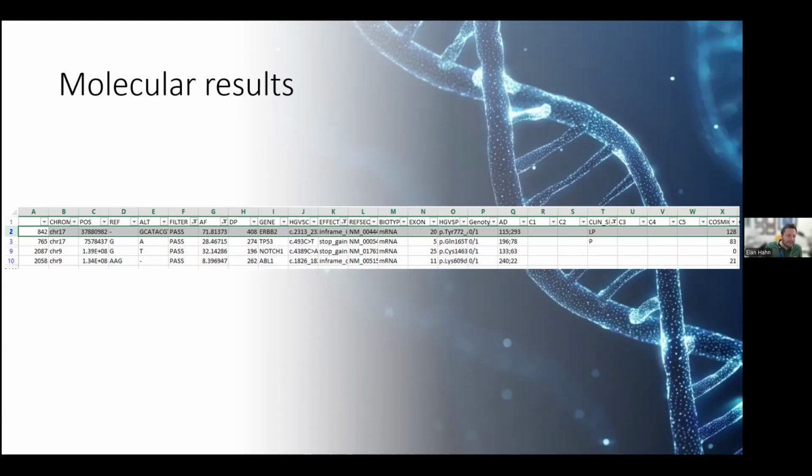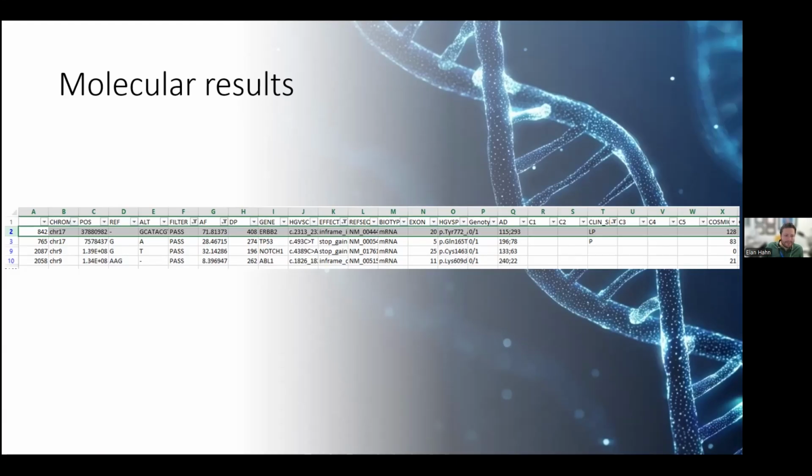The depth of sequencing is DP, then we get the gene, we get the HGVS codon, and then if we skip to column O, it's the HGVS protein change. The effect type or the mutation type is in K. L is the RefSeq ID, transcript ID. And then as we go more, the ClinSig number in T is the ClinVar readout, and then in X, it's the count in COSMIC. So we're going to go through one by one.